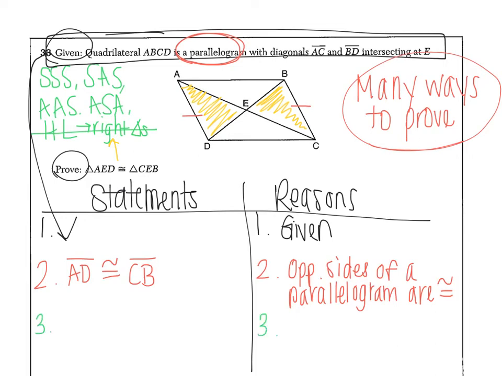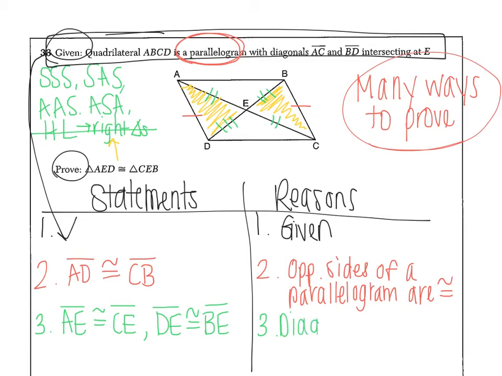Number 3. I also know that the diagonals in a parallelogram bisect each other, or in other words, cut each other in half. So I can say that AE is congruent to CE. I can also say that DE is congruent to BE, because again, diagonals of a parallelogram bisect each other.